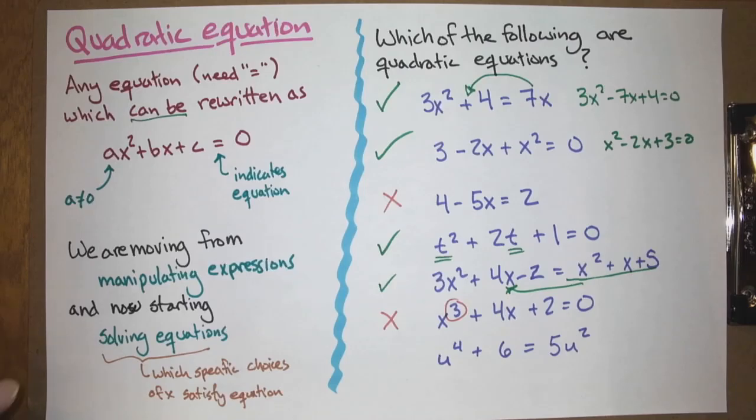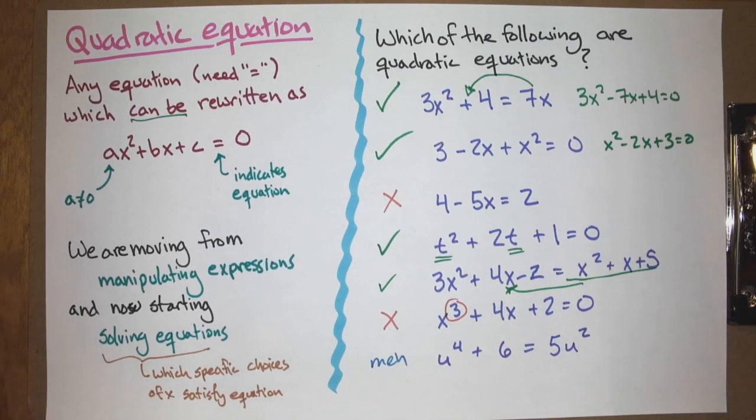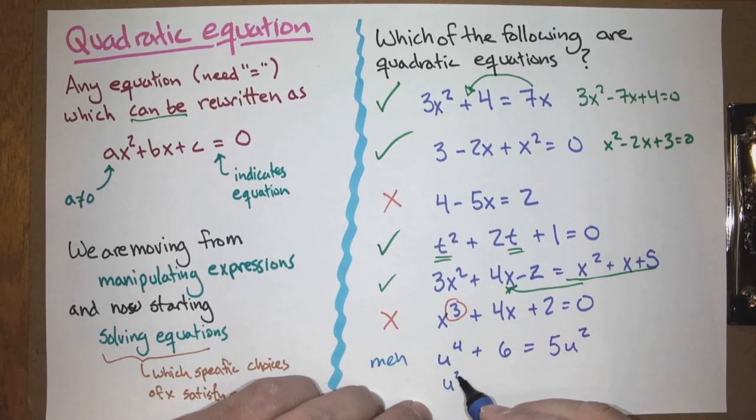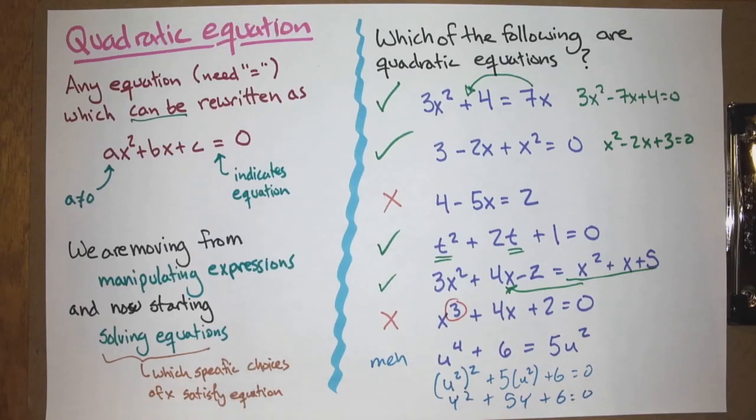As written, no. We'll say meh. Because as written, no. But what can you do? If you think of this, it could be written as u squared squared plus 5u squared plus 6 equals 0. And then you could just come up with a new name: y squared plus 5y plus 6 equals 0. So there's kind of a hidden quadratic here. And sometimes they'll do that to us.